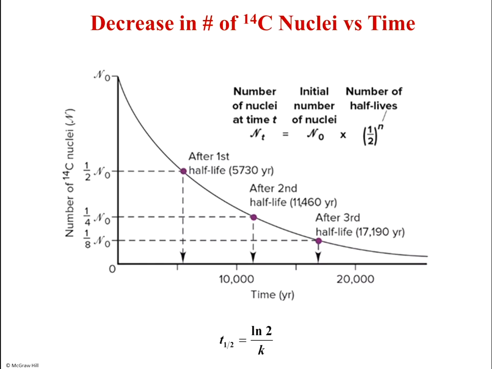Here we can see the decrease in the number of carbon-14 nuclei versus time. Carbon-14 is a radioactive nucleus, and we can see carbon-14 decaying away over time. And you can see here is a long time scale, just arbitrarily 20,000 years. And you can see the half-life is constant. 5,730 years between each half-life, the first half-life, then the first to the second to the third, and so forth. So at any point, the time for half the nuclei to decay away for carbon-14 is 5,730 years.